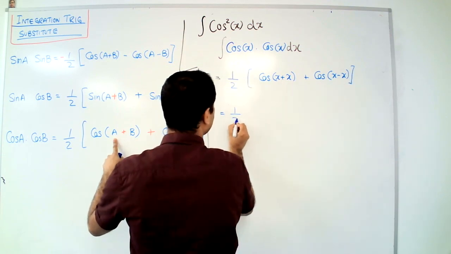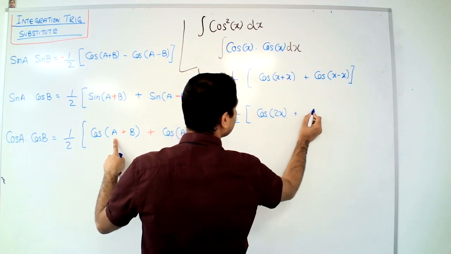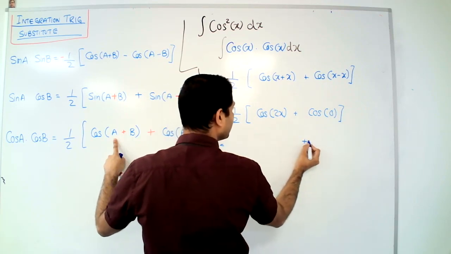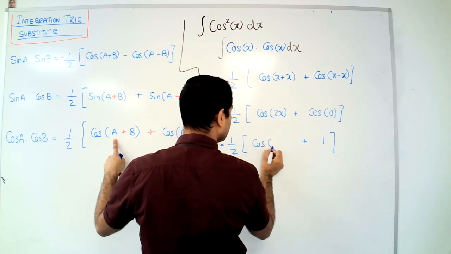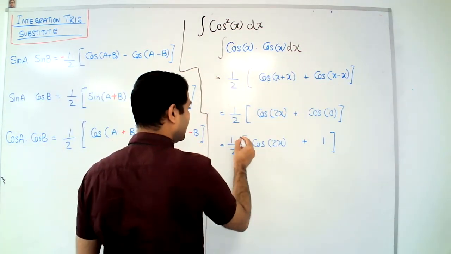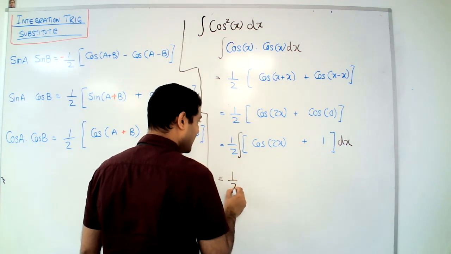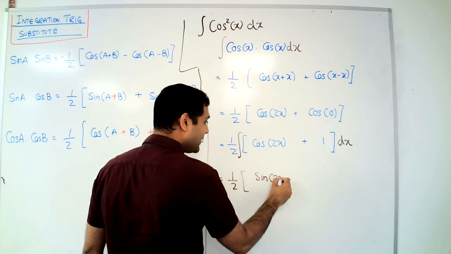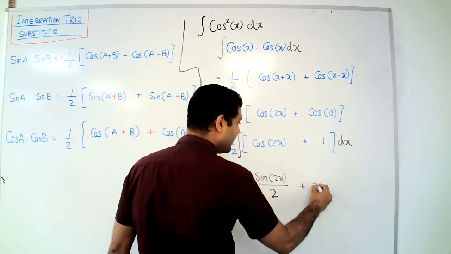The first one will become cos 2x, and the other one will become cos 0. What is cos 0? Cos 0 is 1. Now I need to integrate. Obviously you need to put the integration sign. Half is still out. The integral of cos 2x is sine 2x divided by 2. The integral of 1 is x.